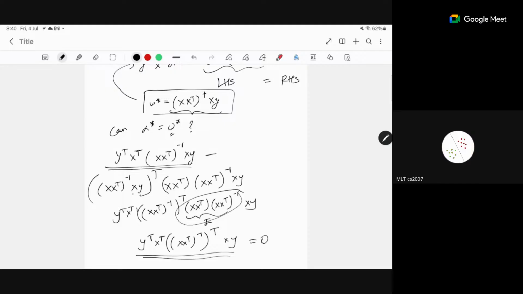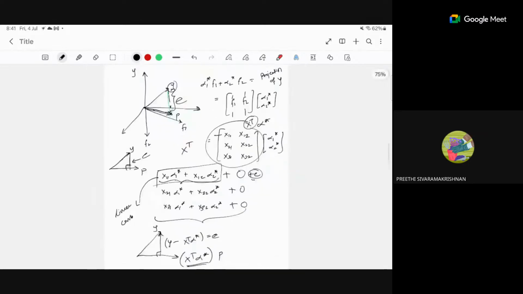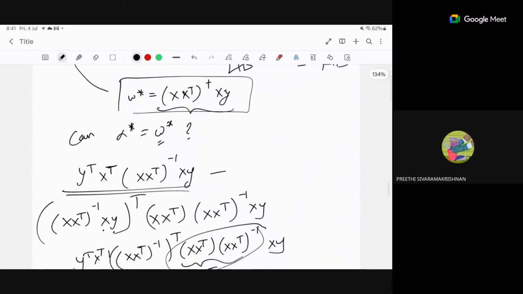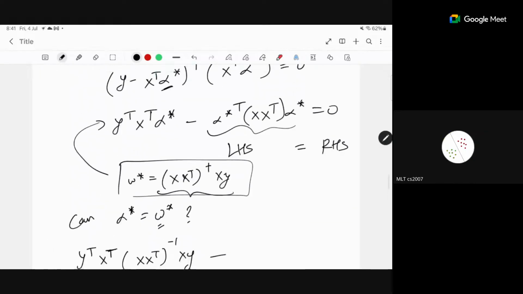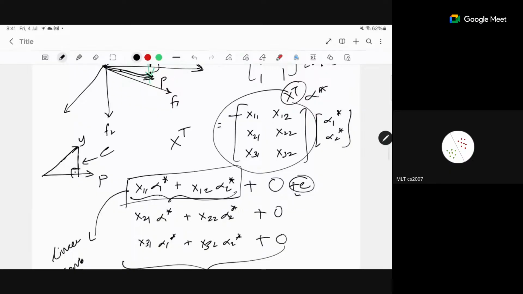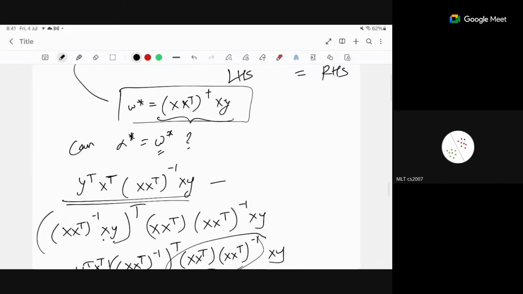That means if I substitute the solution for W, the transpose of the pseudo inverse is the same. But the dilemma is, sir, X alpha star is a linear combination in R3, and W star is a linear combination in R2. So can they be the same? The thing is, they are not the same. The conclusion is that X transpose W star is the projection of labels onto the subspace spanned by the features.